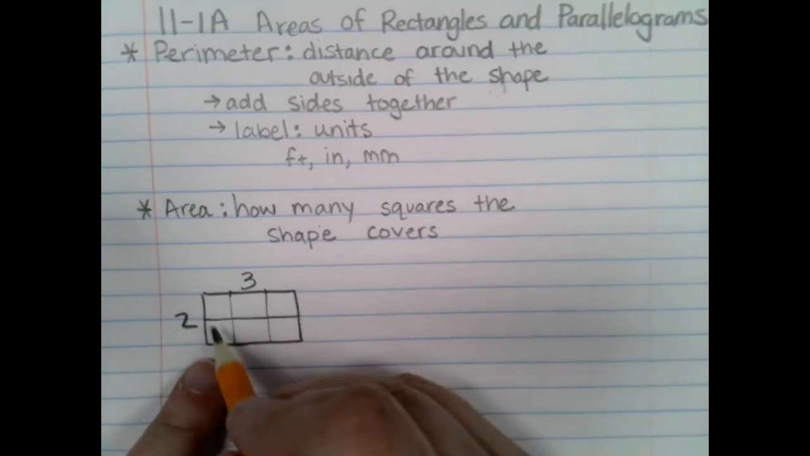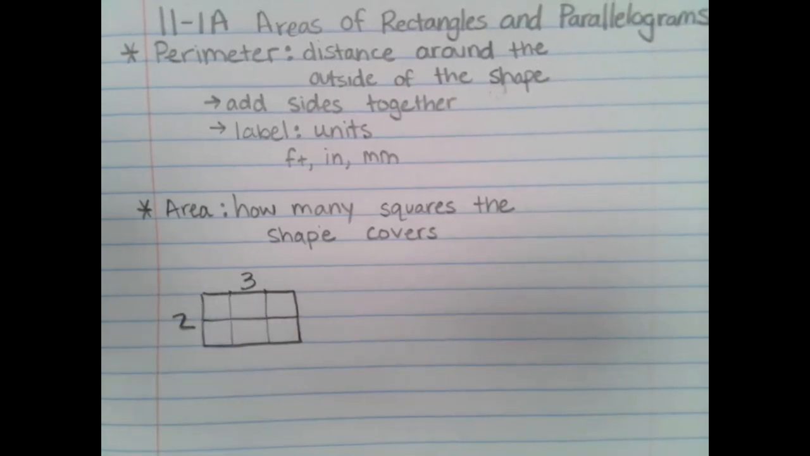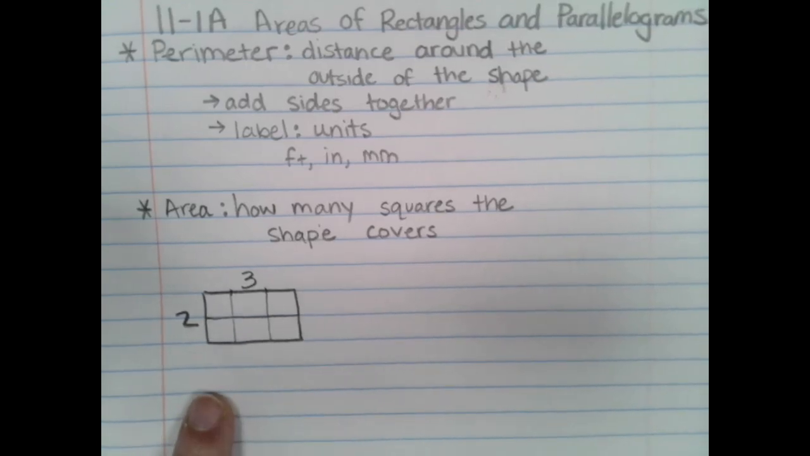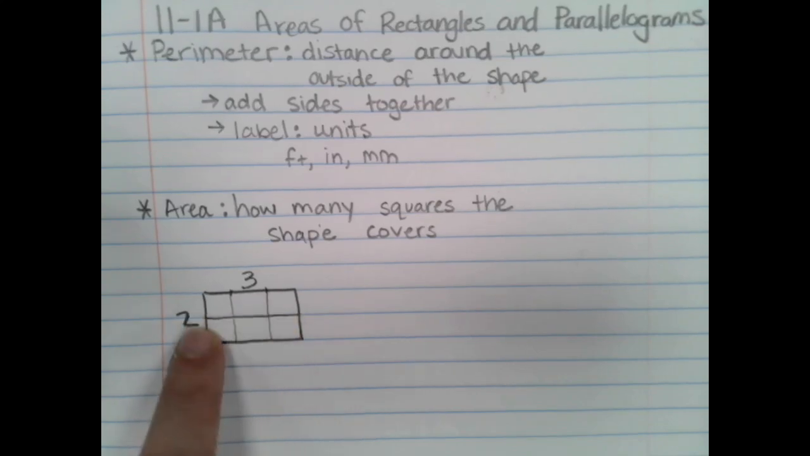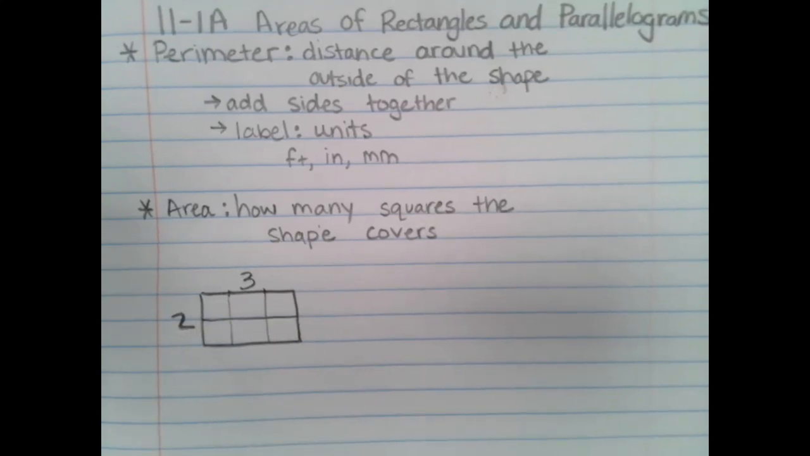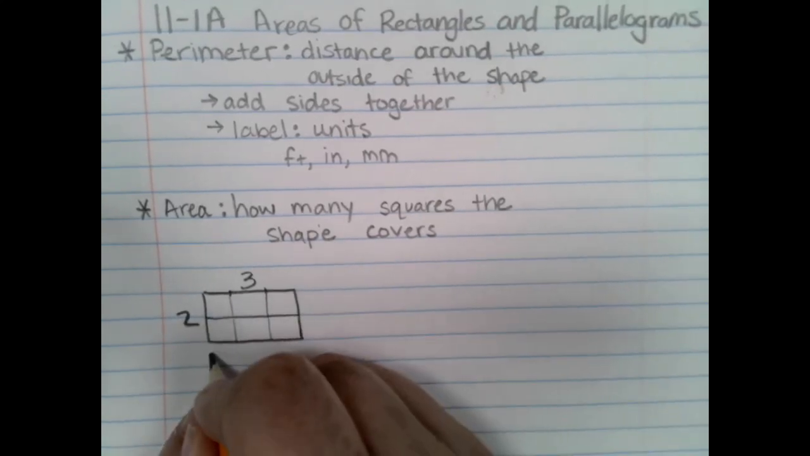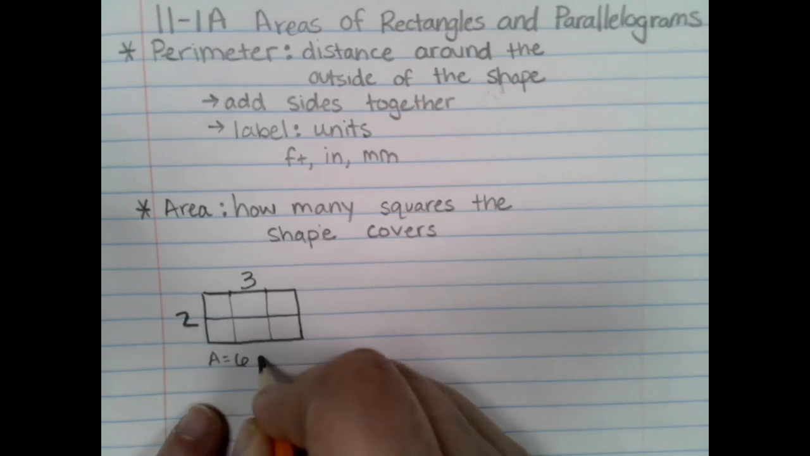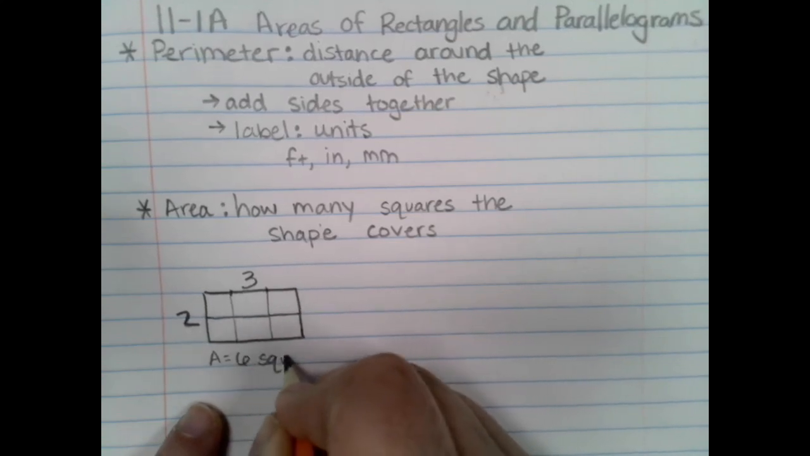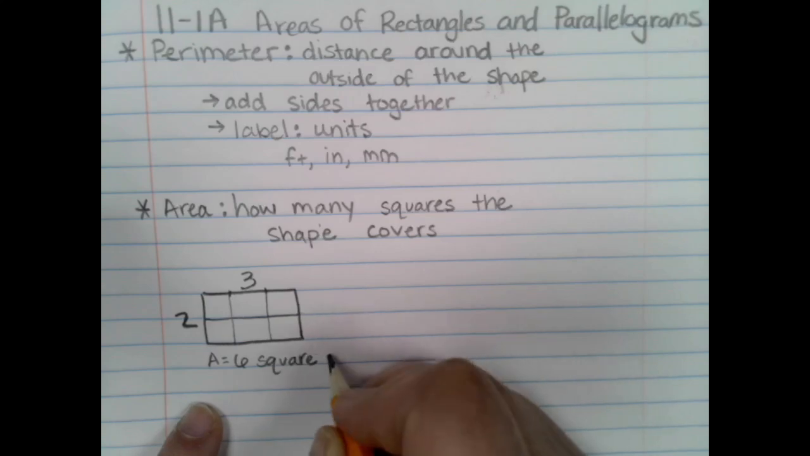Okay, so as I look at these, they're supposed to be squares if I was going to actually measure them really nicely, but just pretend they are. How many squares fit inside that shape? 6. So the area is 6 square units because we're literally counting squares.